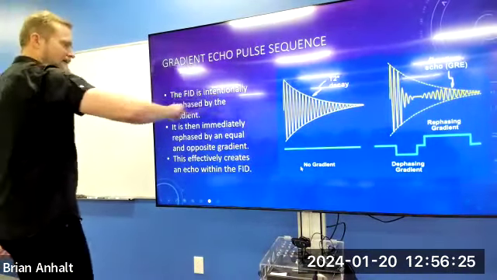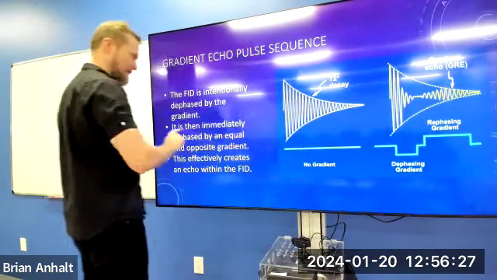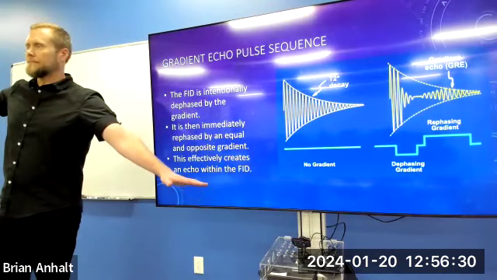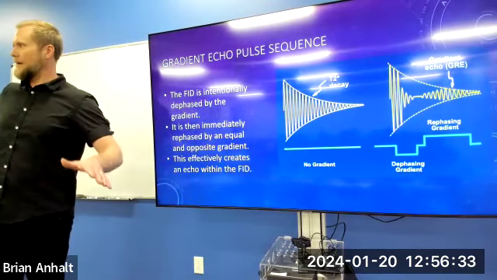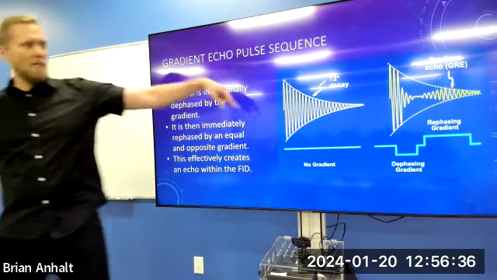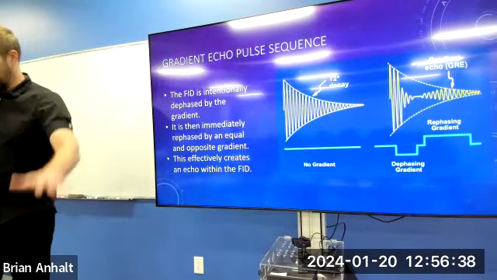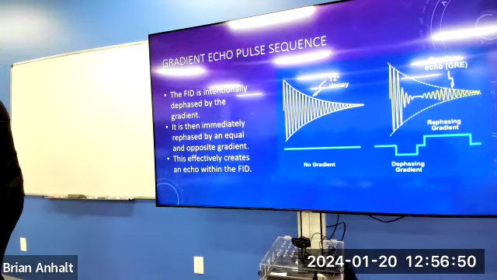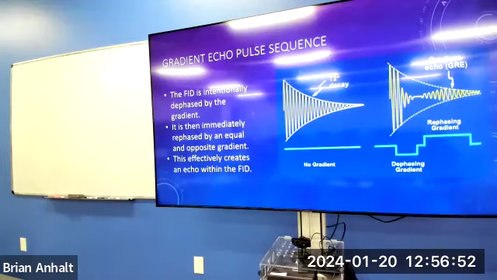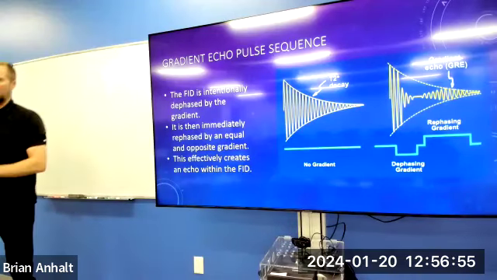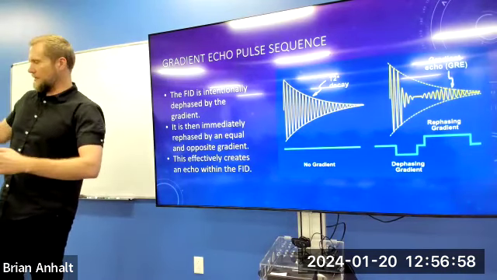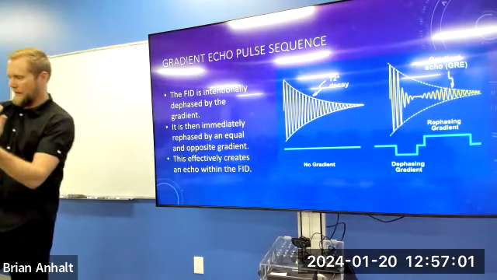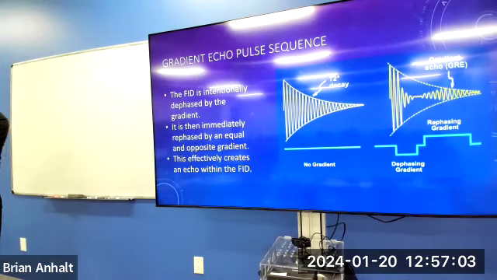The FID is intentionally dephased faster than it's already dephasing using a gradient application, because it causes another layer of inhomogeneity, right? That layer of inhomogeneity can be reversed though by flipping the polarity of the gradient. Same amplitude, but opposite polarity. So you get a dephasing, flip the polarity, you get a rephasing, right? And that all has to do with the fact that we're changing the field strength. The protons are moving faster over here, slower here, and then vice versa, right? You get a dephase and then a rephase.